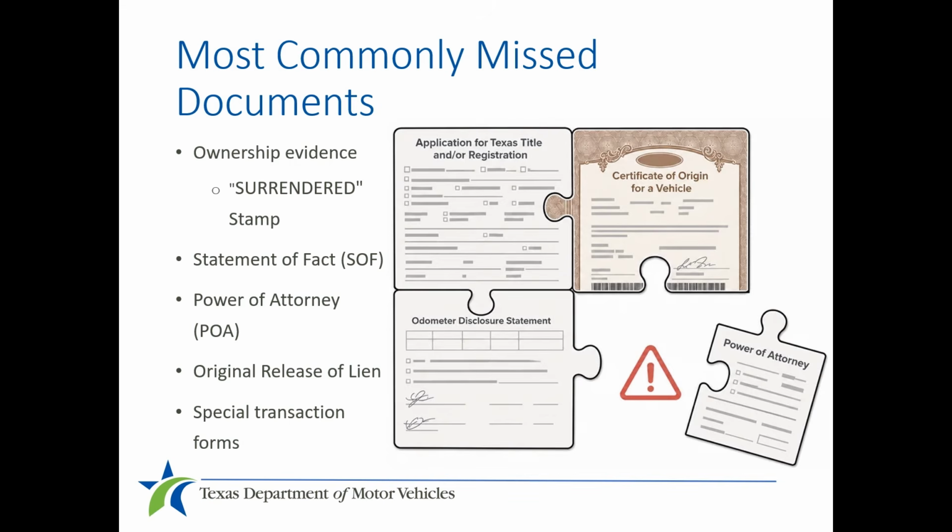Some of the documents we most commonly see missing from transactions are ownership evidence, the surrendered stamp on ownership evidence, the statement of facts, power of attorney forms, original release of liens, and special transaction forms. The surrendered stamp is especially important and should be placed on the ownership evidence. When there is a separate dealer reassignment form, the stamp should also appear there since it is part of the title paperwork. None of these documents are unusual or rare. They are all common parts of everyday dealer transactions. But when even one required document is missing, the entire transaction can come to a stop. Now let us talk about why these documents are often missed and what you can do to help prevent those returns.